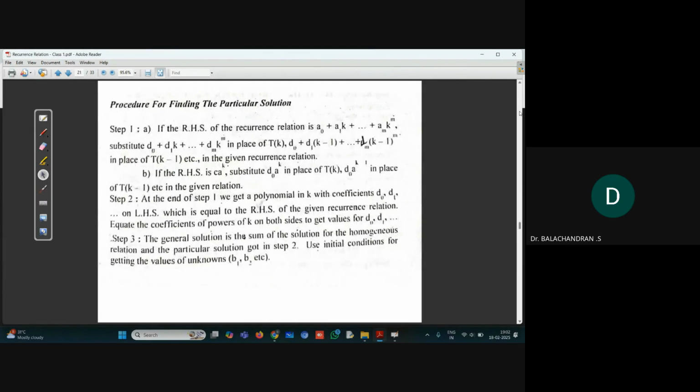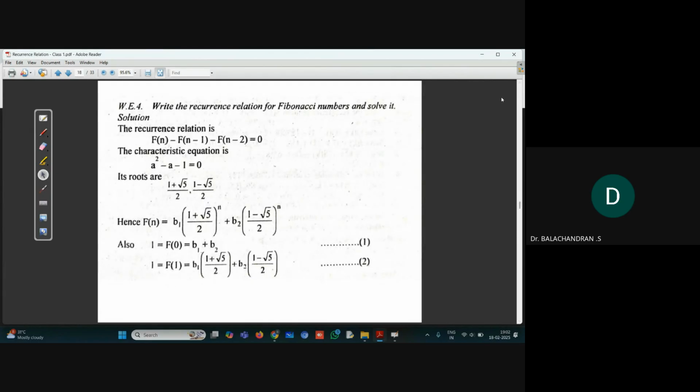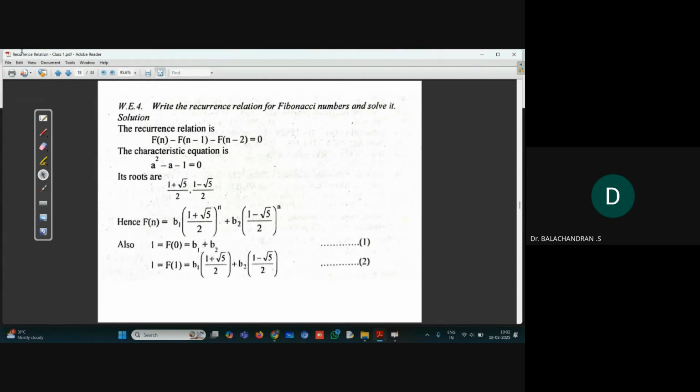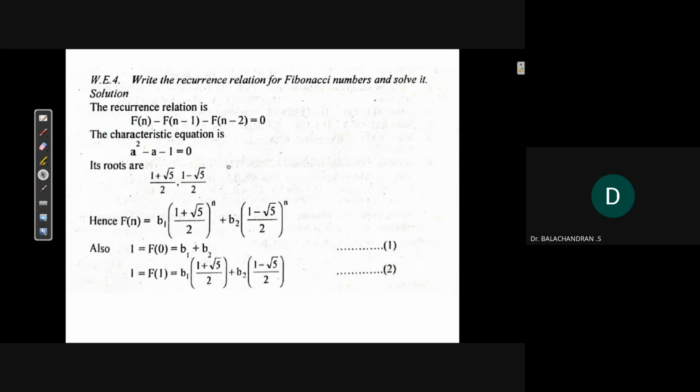So in the last class we discussed this problem, worked example 3. So next problem, worked example 4. So here you can see, write the recurrence relation for Fibonacci numbers and solve it.